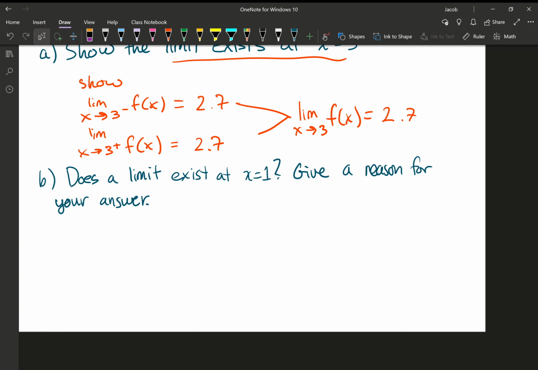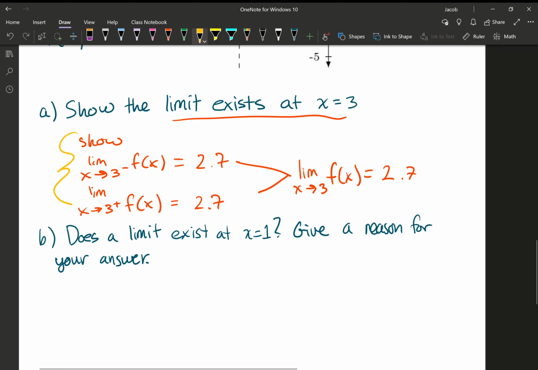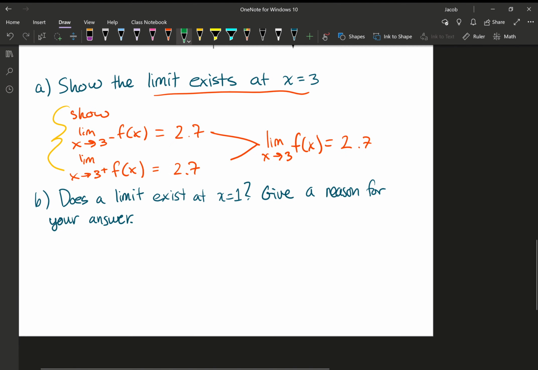X equals 3. Alright, does the limit exist at x equals 1? Give a reason for your answer. So mathematically you could do what I wrote down in A as your answer. And that would be a really good explanation. So does the limit exist at x equals 1? Alright. Automatically we can tell that there's a break in our y values. There's a jump. So as we approach 1 from the left and 1 from the right, we go to 2 different y values. And however you want to describe that, you can say that in words.